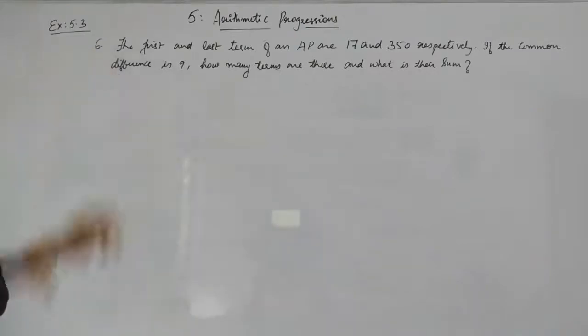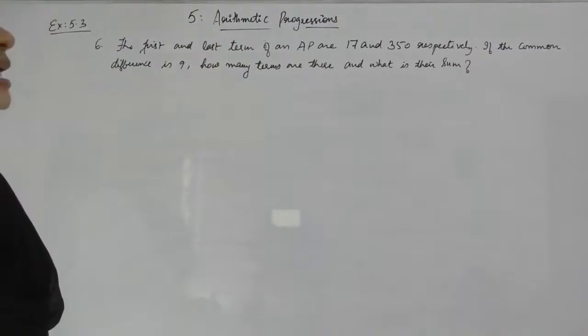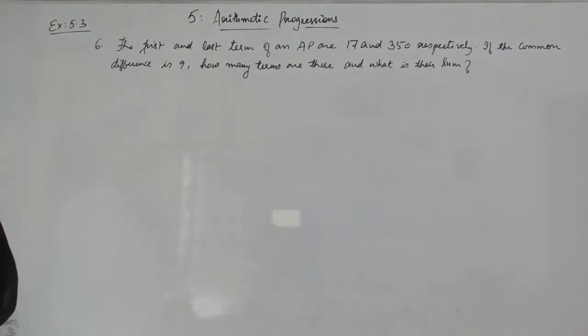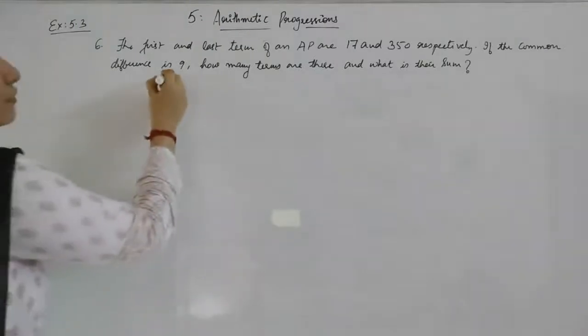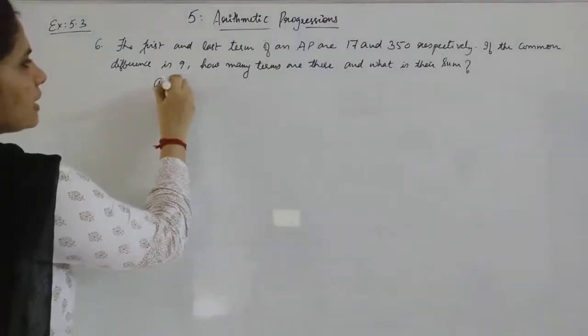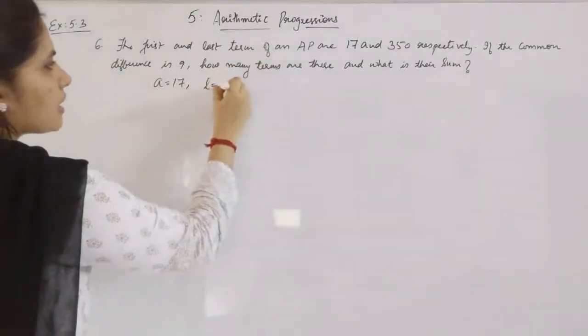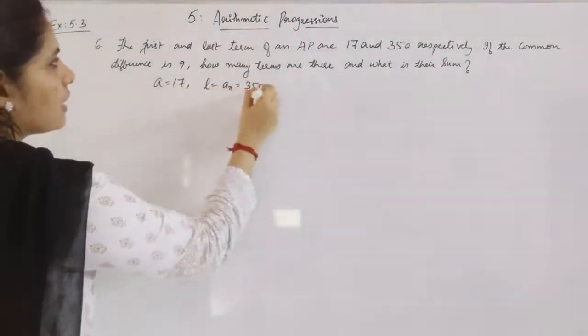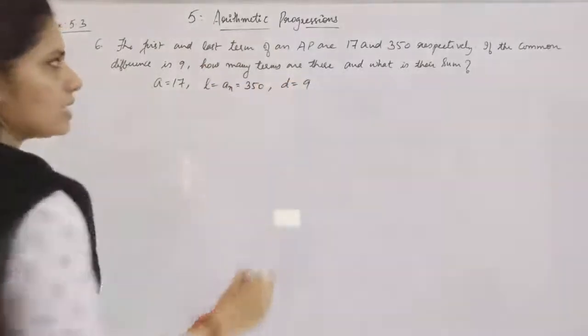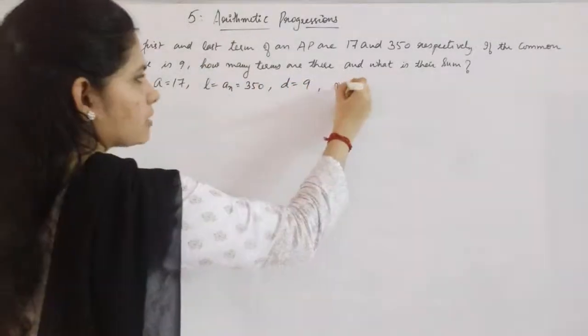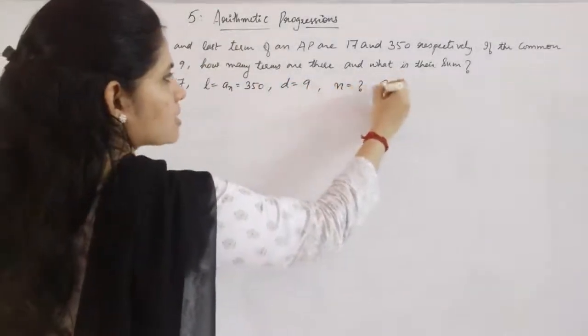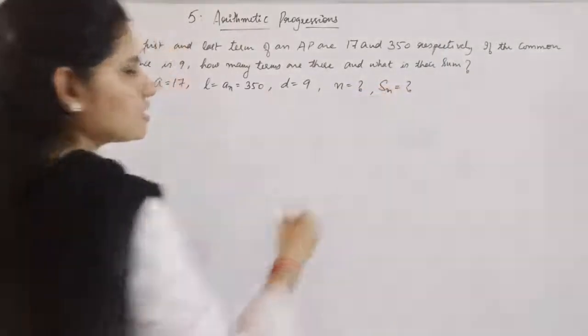Next is the sixth one. The first and last terms of an AP are 17 and 350 respectively. If the common difference is 9, how many terms are there and what is their sum? So what is given? First term a is given to be 17. Last term, which can be taken as an also, is 350, and the common difference is given to be 9. What you have to find out: how many terms means it is n, and what is their sum means Sn. Okay, these things you have to find out.